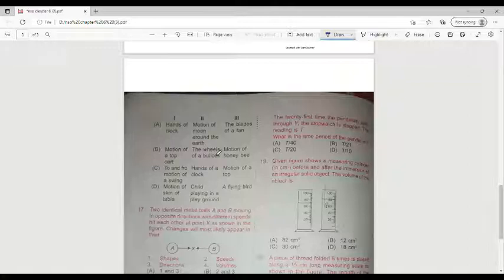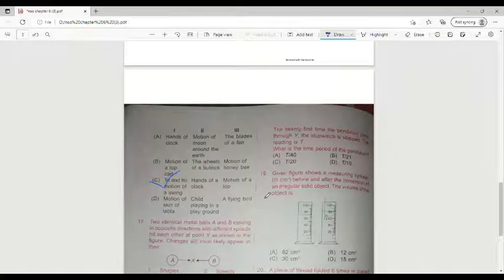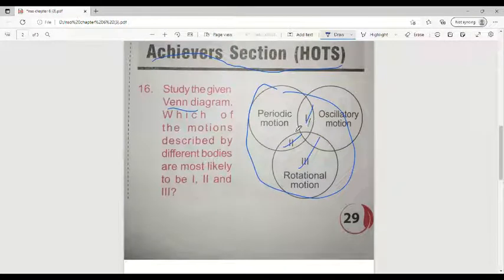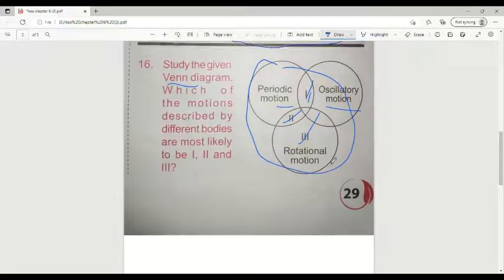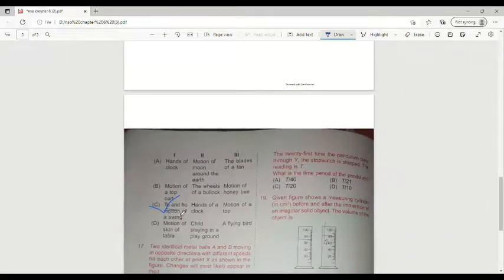Whereas option D is motion of the skin of the tabla, a child playing in the playground and a flying bird. So the correct answer for your question number 16 is option C, which is to and fro motion of a swing, hands of a clock and motion of a top. First of all, we'll see the first motion, which is the to and fro motion of a swing. The first region is periodic as well as oscillatory. As we know, the to and fro motion of a swing is a periodic motion. Also, it is an oscillatory motion. So that's why this is correct for the first.